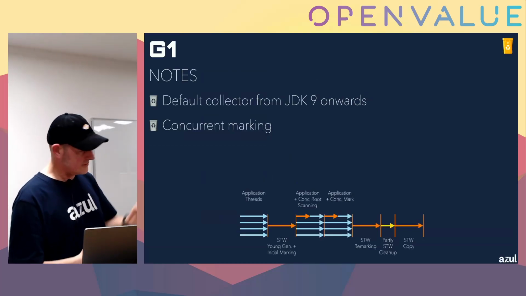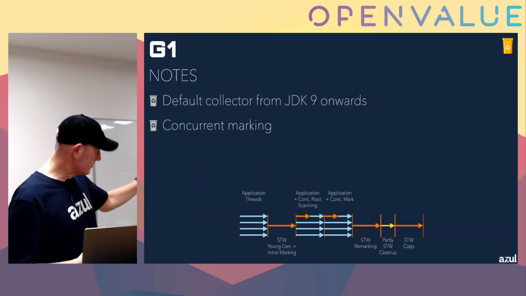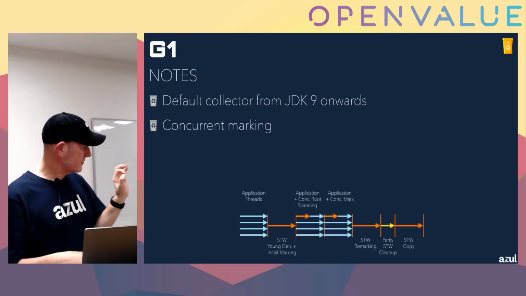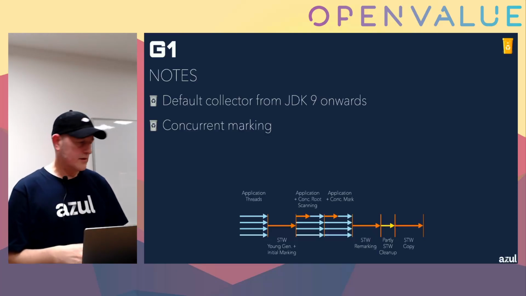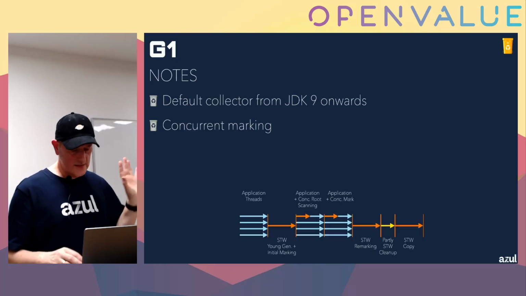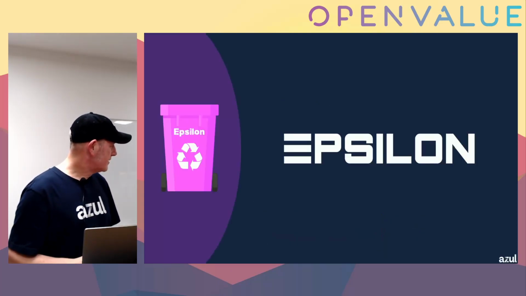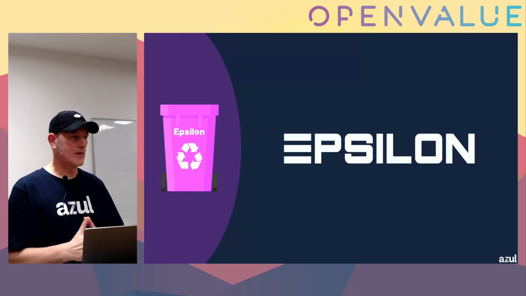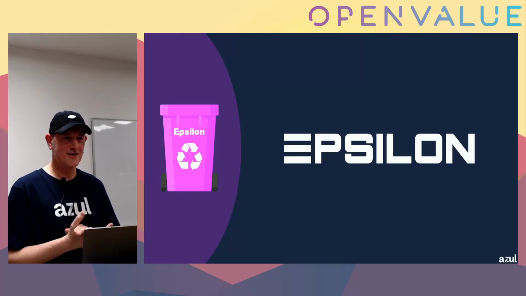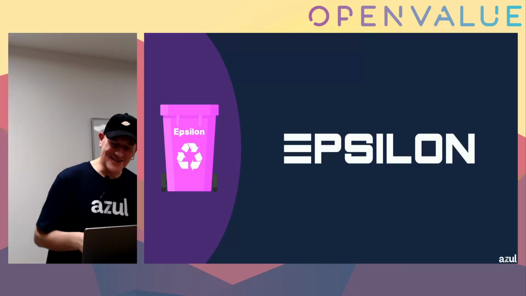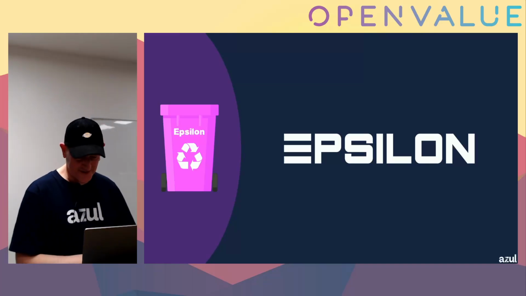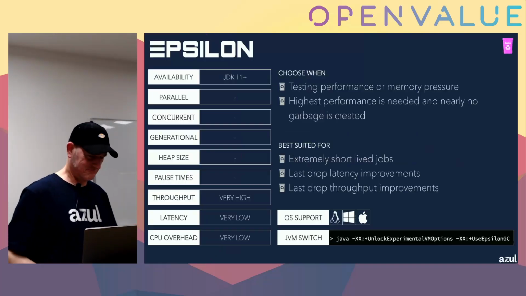It's the default collector from JDK 9 onwards. It can do concurrent marking, also concurrent sweeping. That means cleanup. So this is quite a good collector, and there's a good reason why this is the default. Who knows Epsilon? One, two, three, a couple of people. That's my favorite collector. It's the no-collector collector.